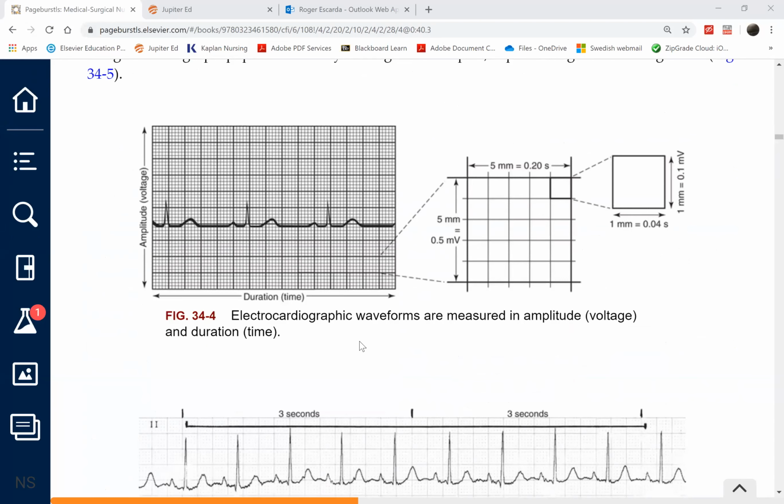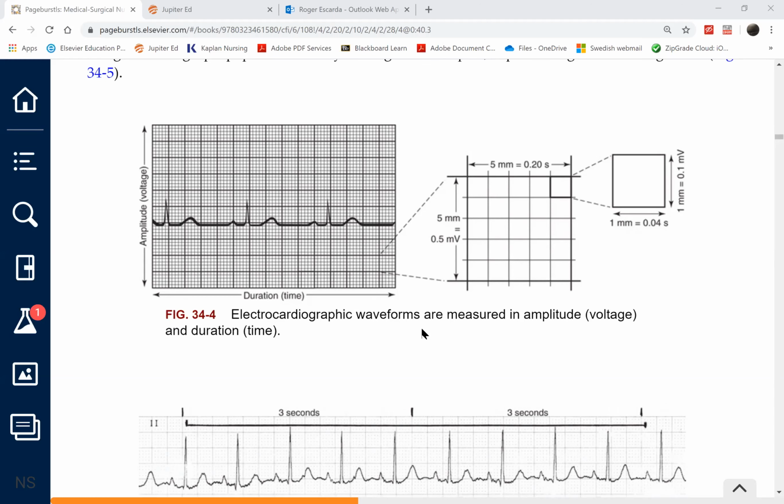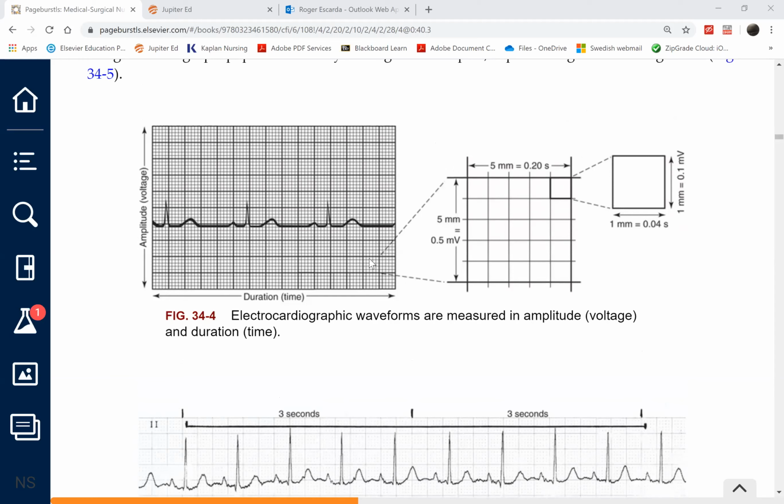So this is a typical EKG paper. It has vertical lines, it has horizontal lines. It has small boxes, as you can see, and there are also big boxes. The vertical axis represents voltage, how much electrical activity there is. This is measuring electrical activity or voltage. The horizontal axis is time in seconds. There is an enlargement here of a big box.